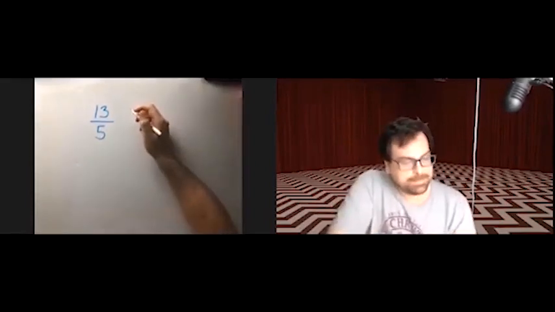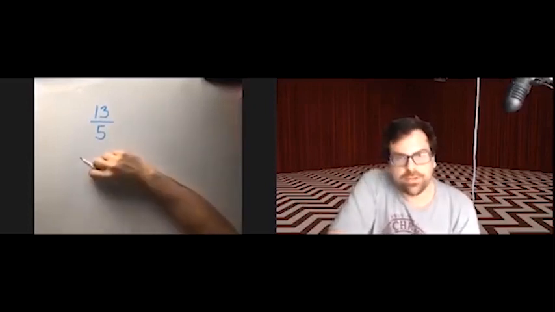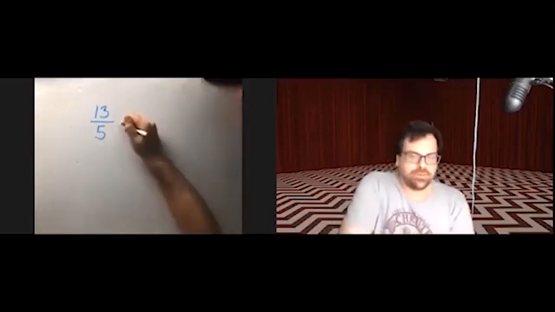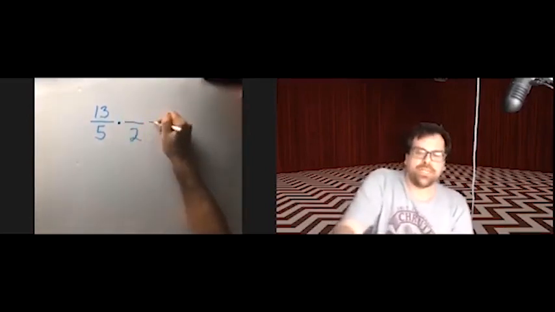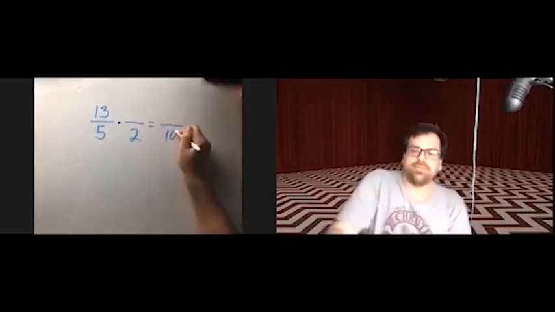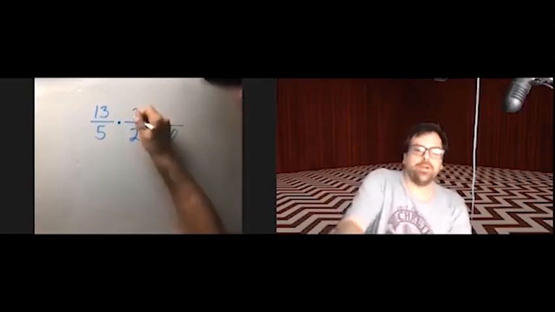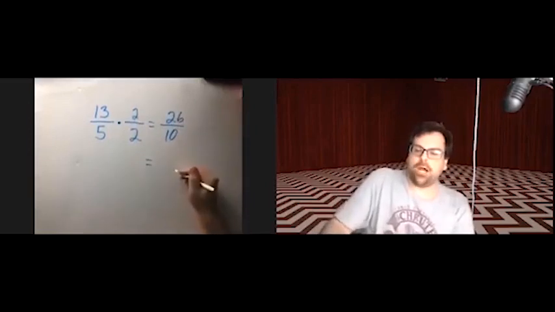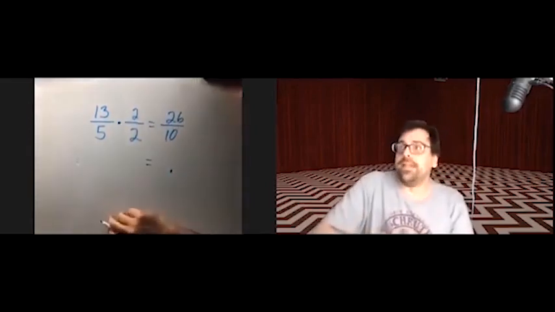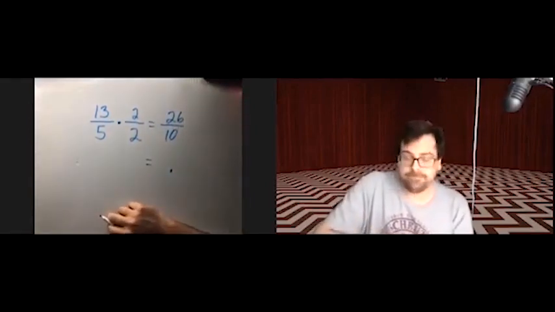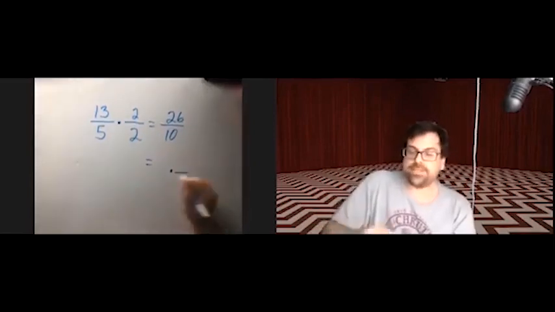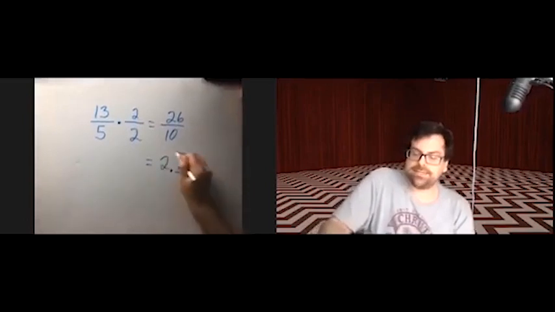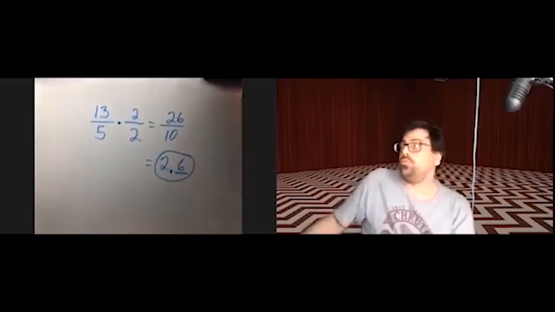13/5. Can we use our trick? Yeah, we don't even have to go all the way up to 100. 5 times 2 gives us our nice number of 10. 13 times 2 would be 26. Improper, so we're expecting something to the left of the decimal point. Tenths. The number 26 ending in the tenth spot. 2.6.